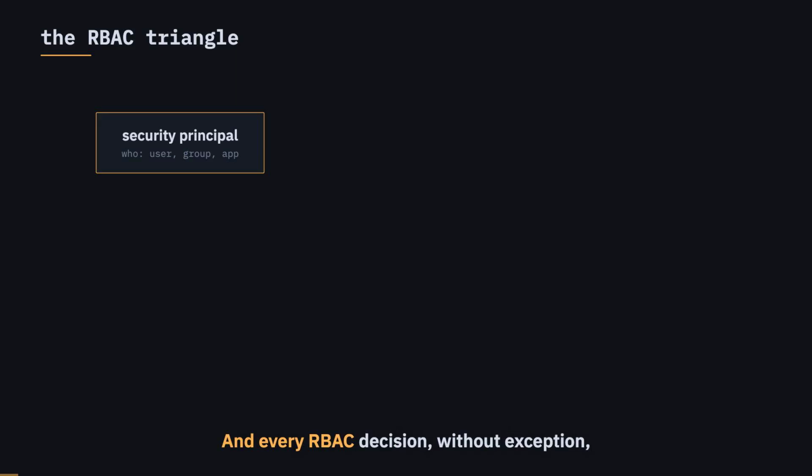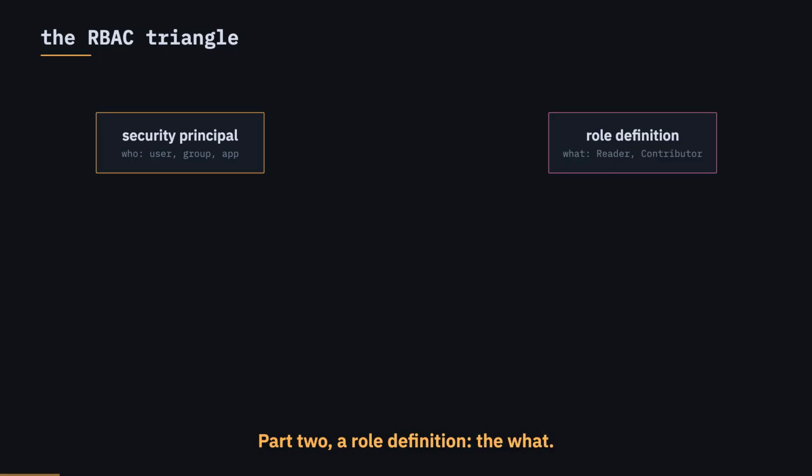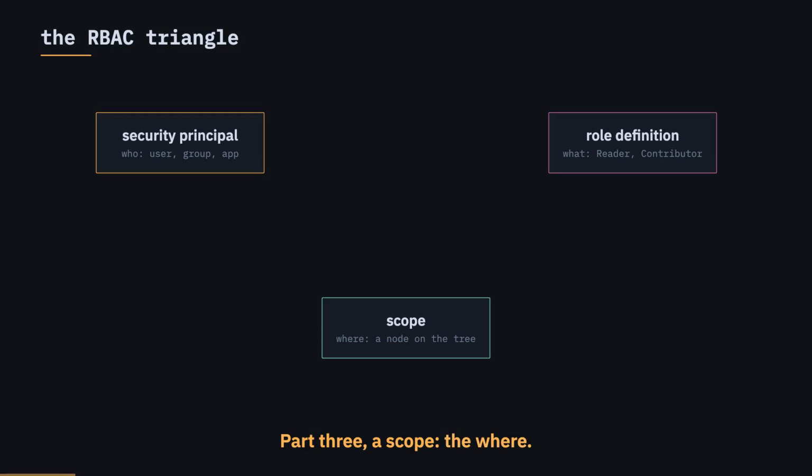And every RBAC decision, without exception, is built from the same 3 parts. Part 1, a security principal, the who: a user, a group, a service principal that an application signs in with, or a managed identity that Azure itself operates for a resource. Part 2, a role definition, the what: a named list of permitted operations, like reader or contributor. Part 3, a scope, the where: a node on the hierarchy from earlier, a management group, a subscription, a resource group, or a single resource.